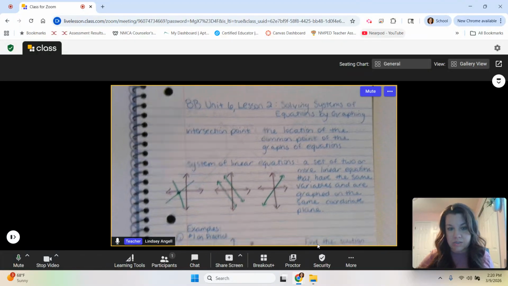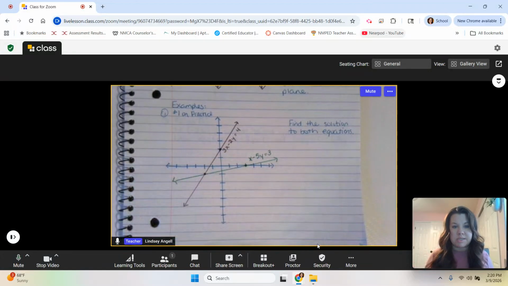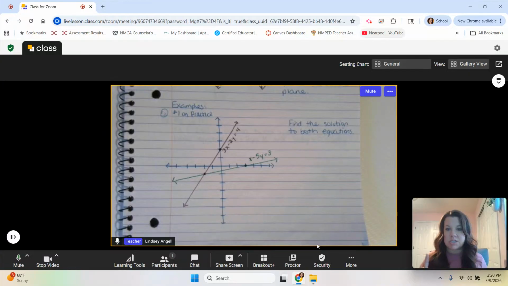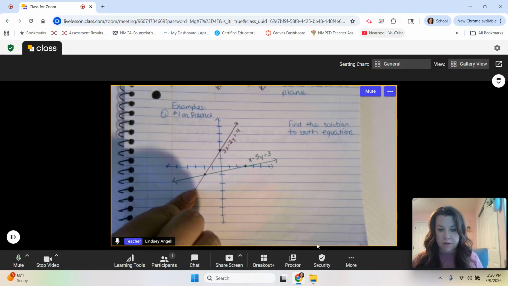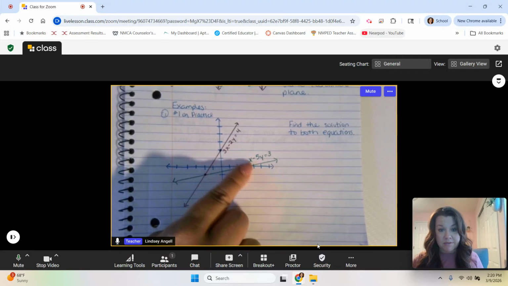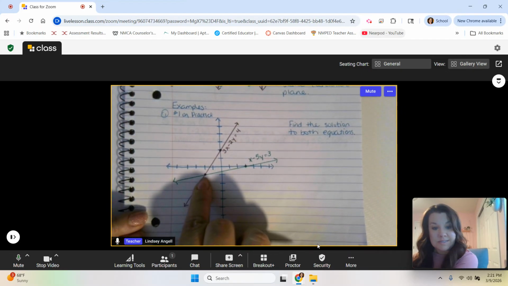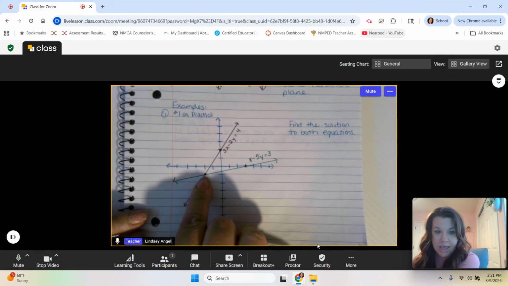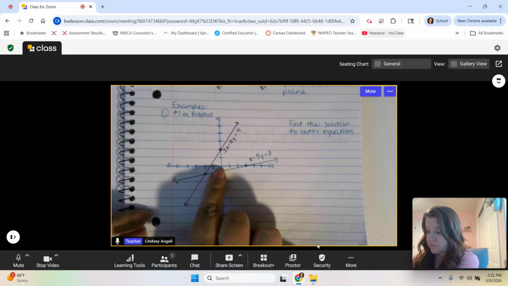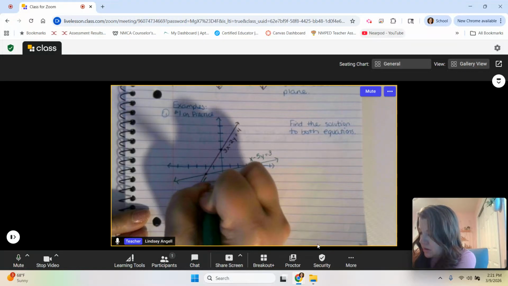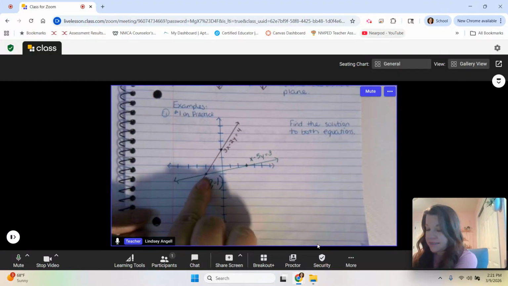But let's go ahead and get into some examples. For our first one, this is number 1 on your practice. It says find the solution to both equations. Now, this is the graph that is shown on your practice, and they gave us both equations. So none of that is new. That was all given information. But with that, the solution is going to be where they're crossing each other. So that's this right here. That's the solution. And that point is -2, -1. That's the point on the graph.